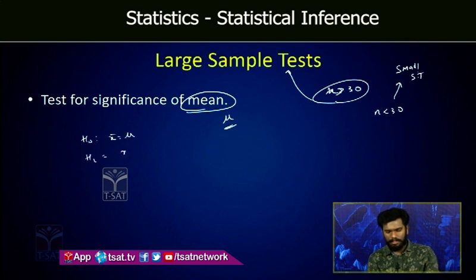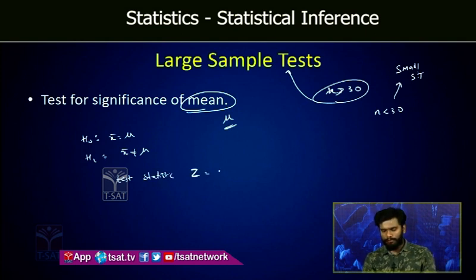Now null hypothesis: x bar is equal to mu. Alternative hypothesis: x bar is not equal to mu. Okay. Now test statistic z is equal to T minus expectation of T, here x bar minus mu, expectation of x bar is mu, divided by standard error of x bar.